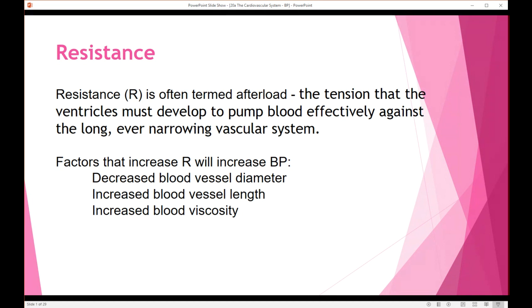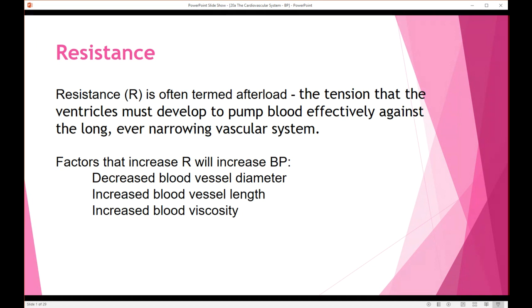We increase blood vessel length. This happens as we gain weight. As we gain weight, we have to be able to vascularize all of the extra fatty tissue, and so that increases our blood vessel length. This also happens during pregnancy, hence the reason that people who are pregnant are monitored for blood pressure very closely.